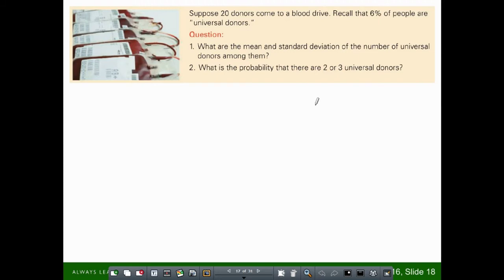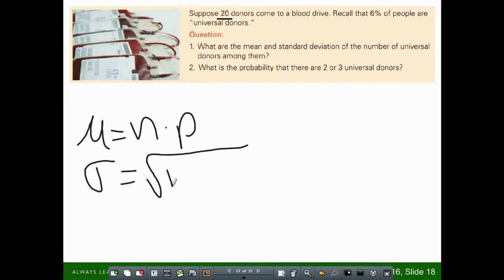So when we are looking at this, starting off with the first one, it says we need to find mean and standard deviation. So we're simply going to be using our two formulas. This is a binomial distribution because we have a set number of 20 donors. So because they gave us a set number of trials, we know this is no longer geometric, it is binomial. So the formula for mean for binomial was just n times p, and the formula for standard deviation was just the square root of n times p times q.